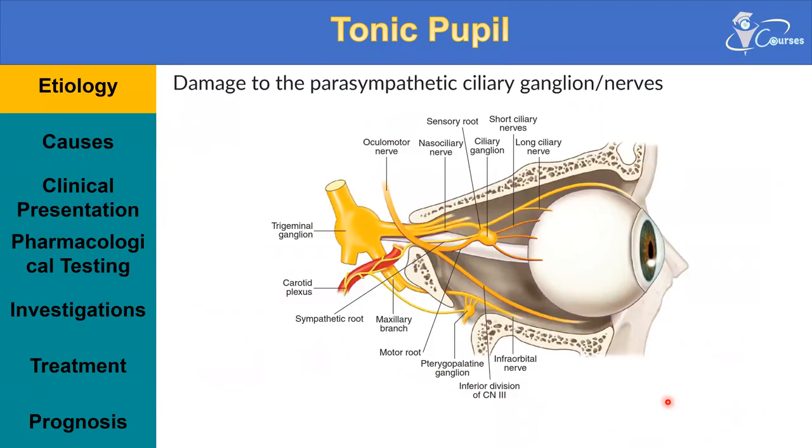Okay, for the tonic pupil, damage occurs to the pupil due to the parasympathetic ciliary ganglion or nerves. Tonic pupil means that the pupil is not able to respond normally. There is a lag of its response. This is what's meant by tonic pupil, and this is due to damage of the parasympathetic ciliary ganglion or ciliary nerves. This is the ciliary ganglion, and these are the short ciliary nerves. If there is damage here, this will result in tonic pupil.